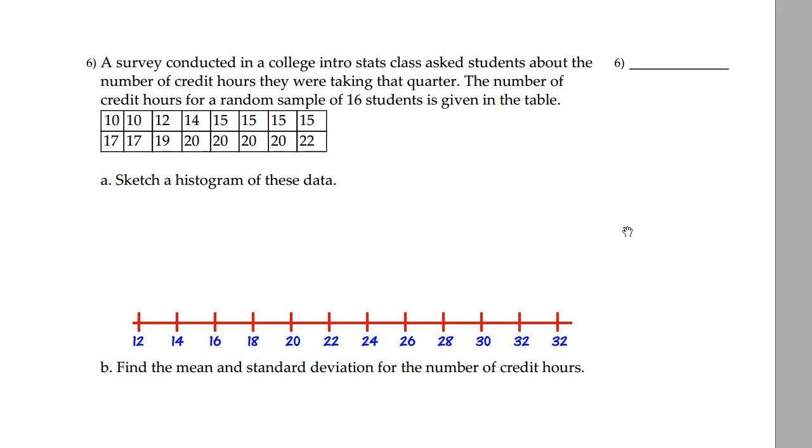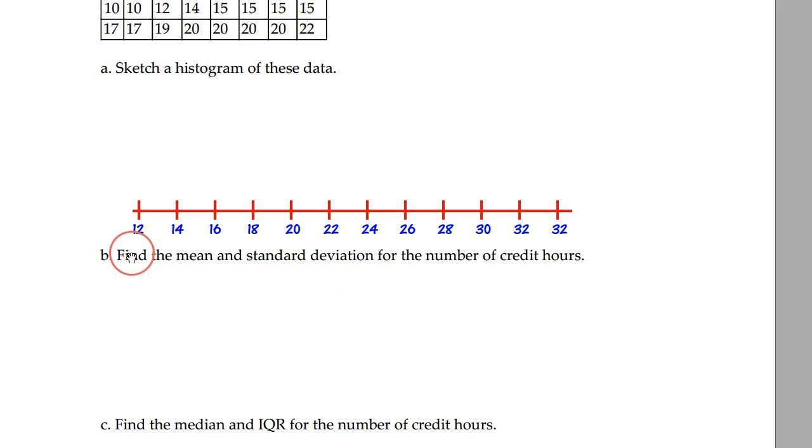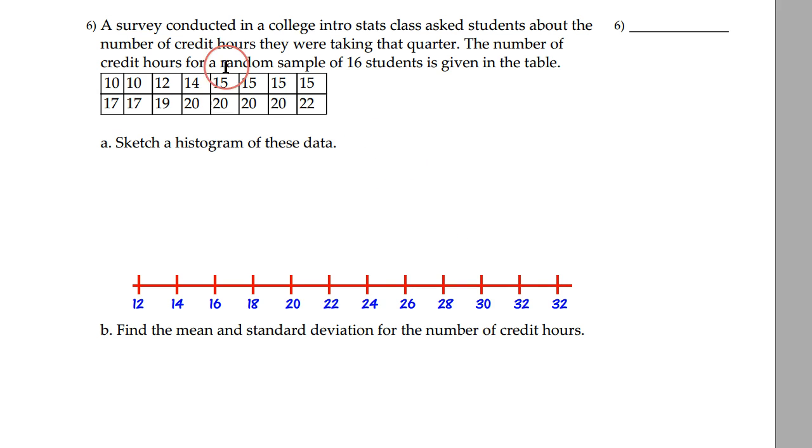Hey guys, so in question number 6 right here, they give you a data table that represents the number of credit hours of 16 students. And what I wanted to help you to do is to find the mean and standard deviation for the number of credit hours, just as a way to kind of remember how to do this. So the first thing I'm going to do is I'm going to do the problem as if we were working with just the top row here.